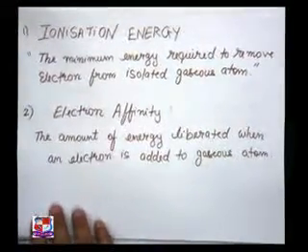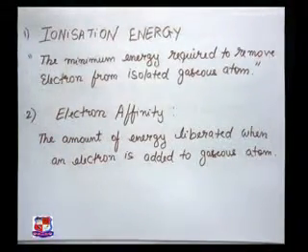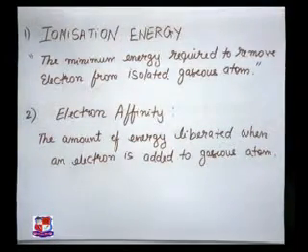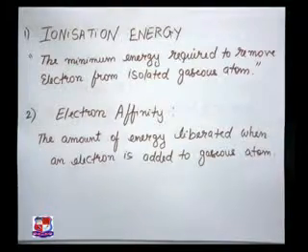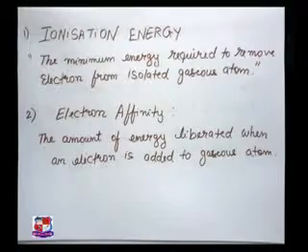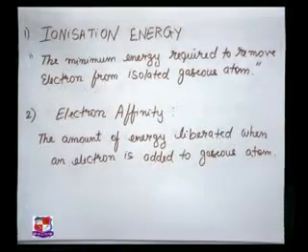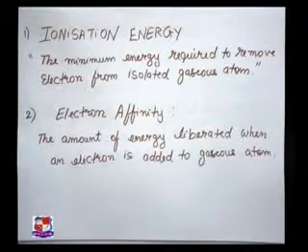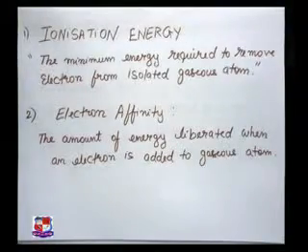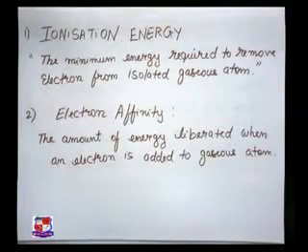Next, a very important concept in atomic structure: ionization energy and electron affinity. These are the two terms that are usually confused when asked to define them. Ionization energy is the minimum amount of energy required to remove an electron from an isolated gaseous atom, and the opposite of that is electron affinity. It is the amount of energy that is liberated when you add an electron to a gaseous atom. So what is the difference?